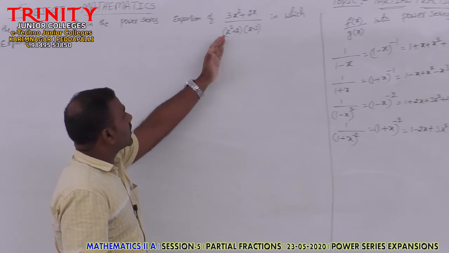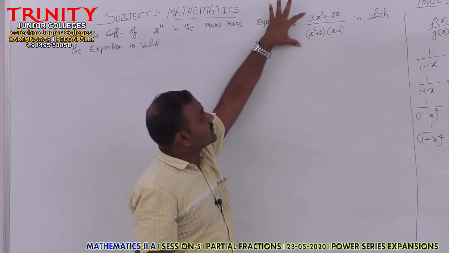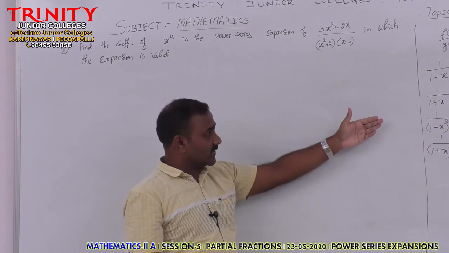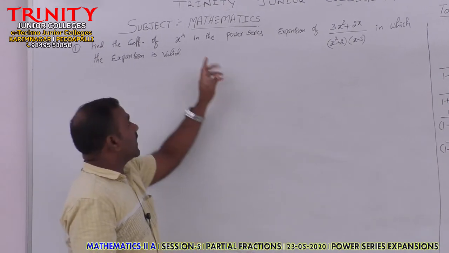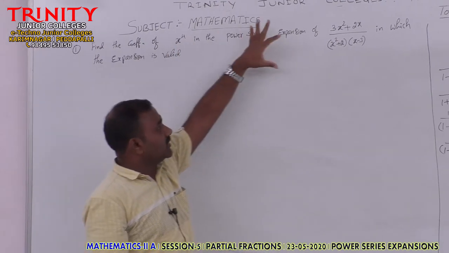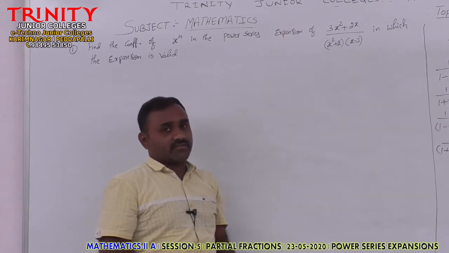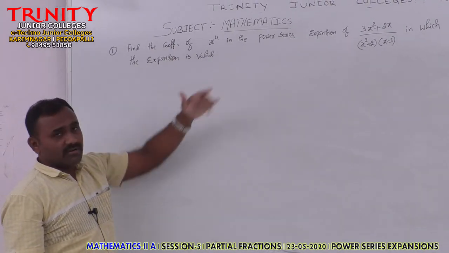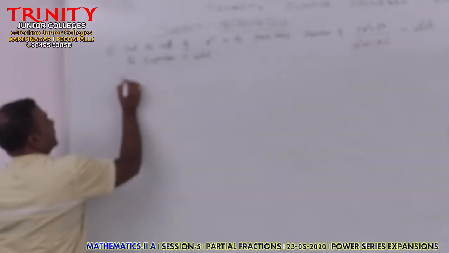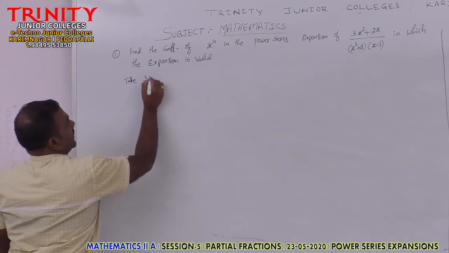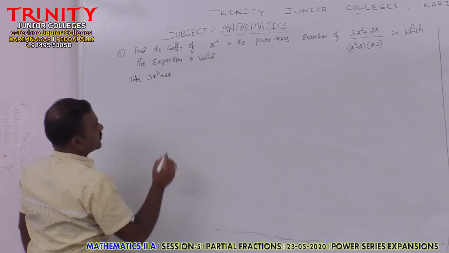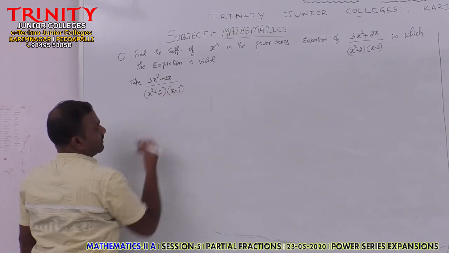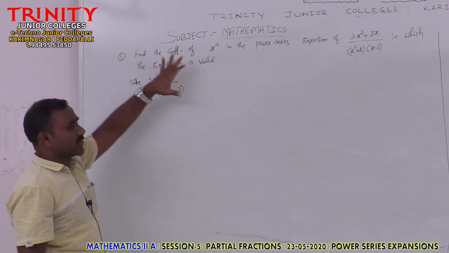But here we don't have the expansion like that. First we have to split this into some fractions and express them in any of these forms, and then we'll go on to find the coefficient of x power 4 in this polynomial f of x by g of x. Now first split that fraction f of x by g of x into partial fractions. Take the fraction (3x square plus 2x) by (x square plus 2) into (x minus 3). Split this fraction into partial fractions.